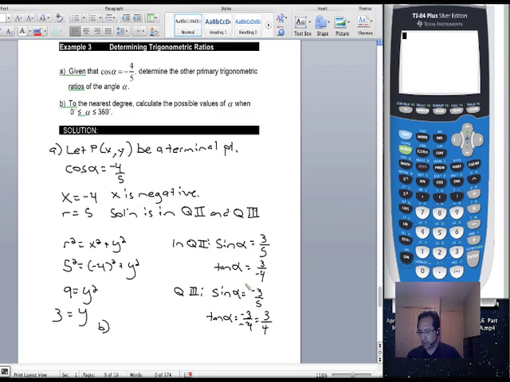So we're going to calculate the reference angle. So we're going to go inverse tan positive 3/4, and that's going to give us a reference angle of 36.8698 degrees. So we'll just round it off to 37. So quadrant 2, when you picture this in your head, it's going to be 180 minus 37 degrees. That's going to give us 143 degrees. And then in quadrant 3, it's simply 180 plus 37 degrees, and that's going to give us 217 degrees.